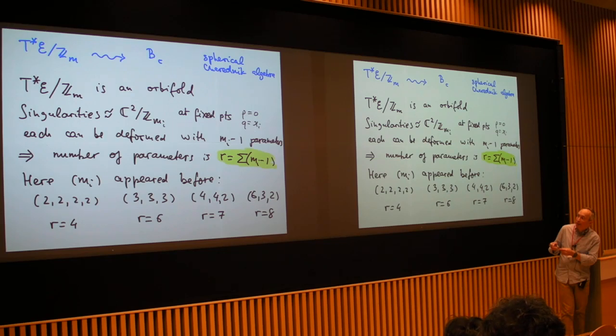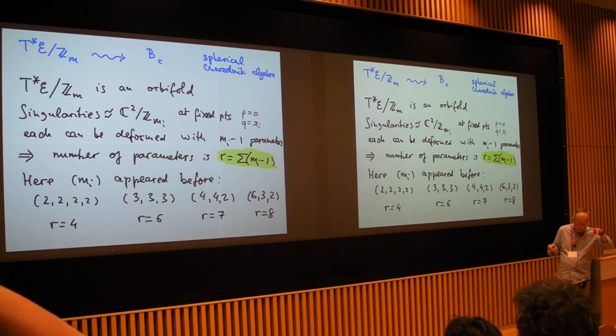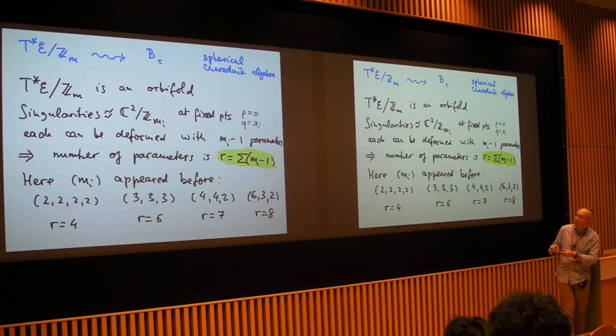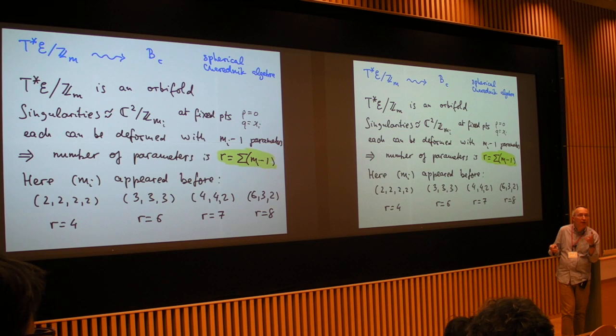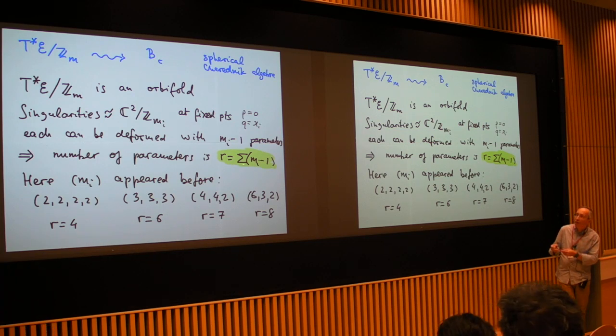So there will be exactly as many fixed points as those. Remember, four I had when m was two, or three orbifold points when m was three. But each singularity here will be locally modeled by a quotient by the stabilizer, which is a cyclic group. So you have three singularities of type A, and the number of parameters of deformation, I told you, is m minus 1.